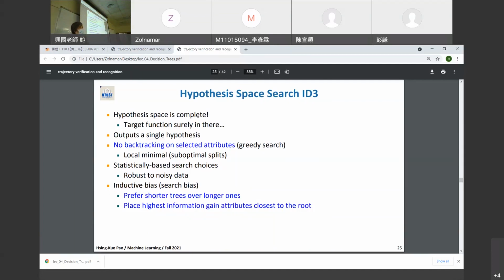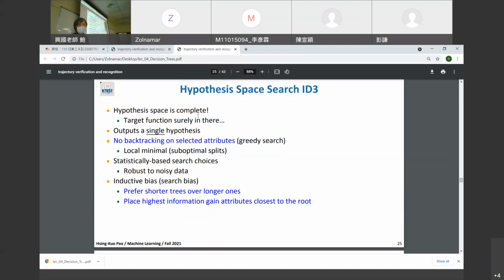But of course, with the tree, you cannot guarantee the tree is very small. It could be very big, etc. Which means that we don't know what would be the generalization.